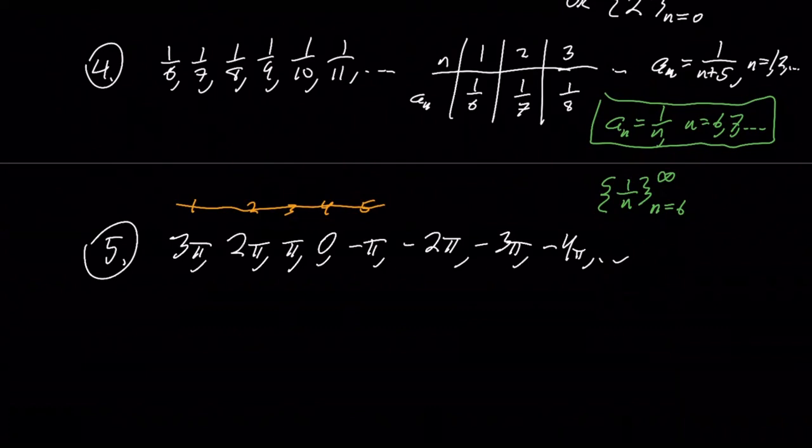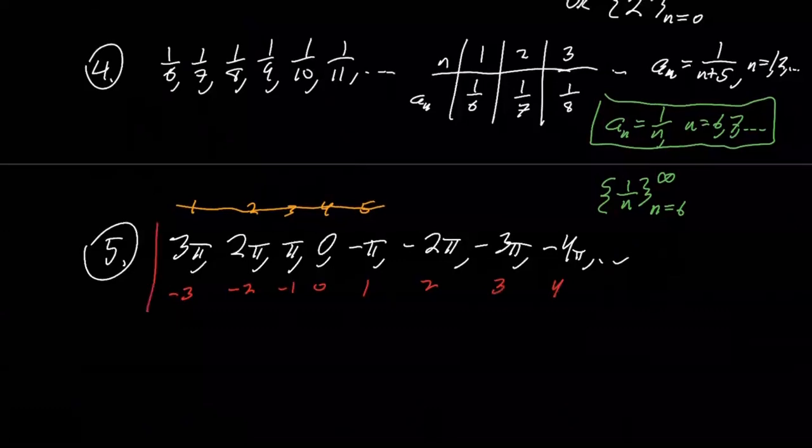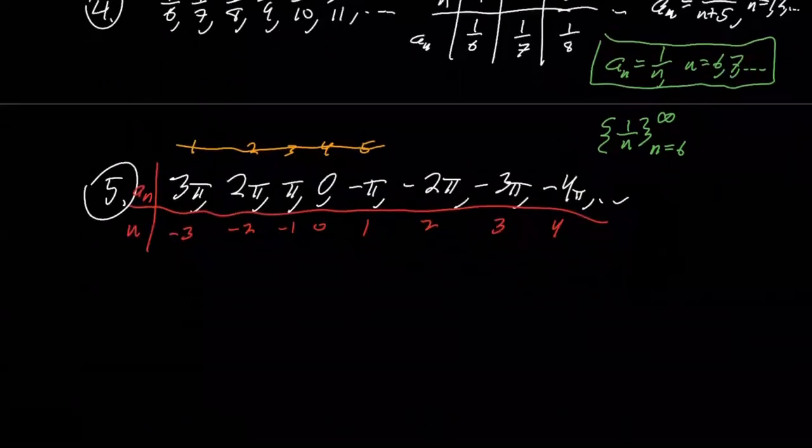We eventually want to get negatives. So what if we start this at negative 3, negative 2, negative 1, 0, 1, 2, 3, 4, and so on? I'm basically making that table of n and a sub n. I'm just being lazy. I'm not rewriting the whole thing.